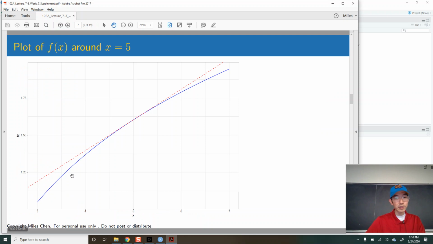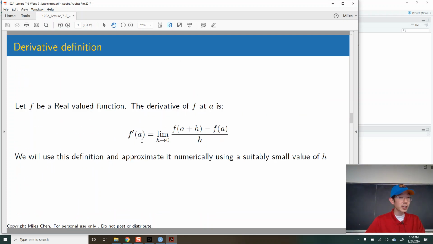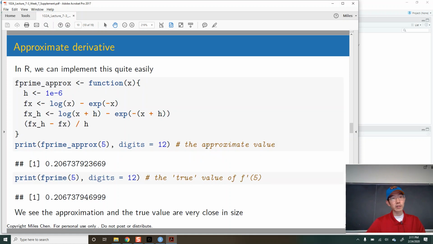Okay, so the derivative gives you the slope of the tangent line. Basically we're just using this idea that the derivative is equal to this thing as h goes to 0, and we're just going to use a tiny little value of h. So we take a small value of h, calculate the function at a plus h, subtract off the value of the function at a, and divide by h itself, and that's going to give us an approximation of the derivative, right?